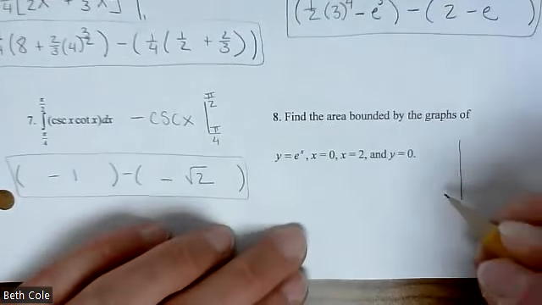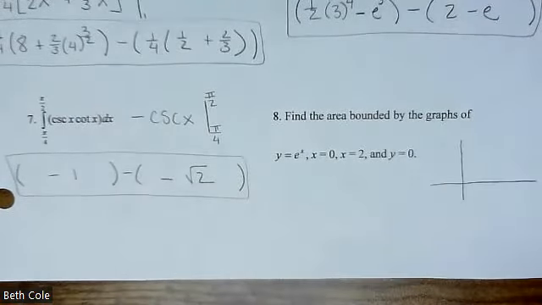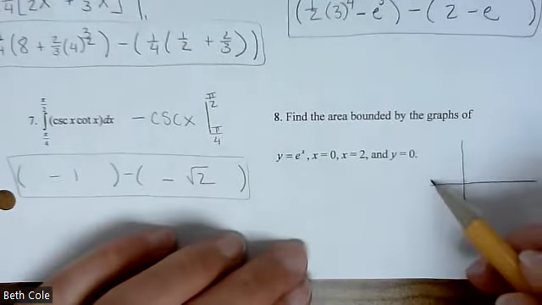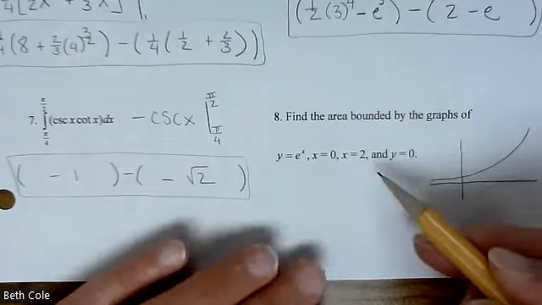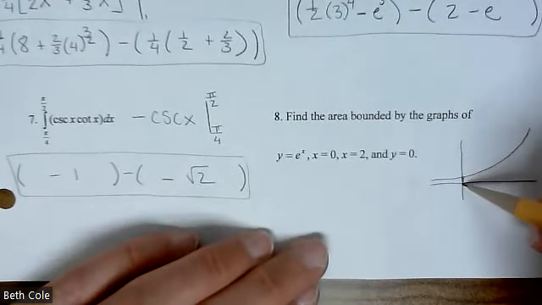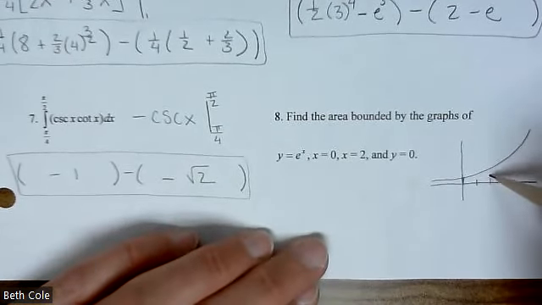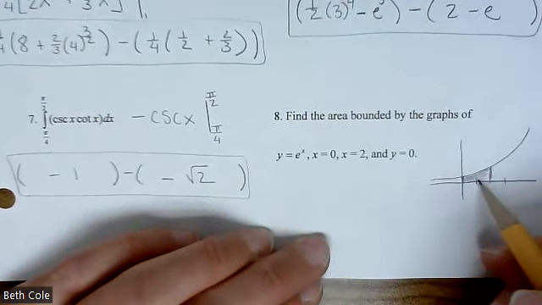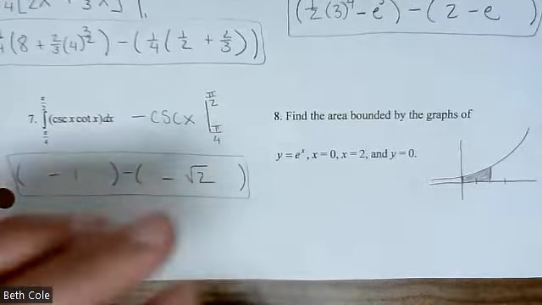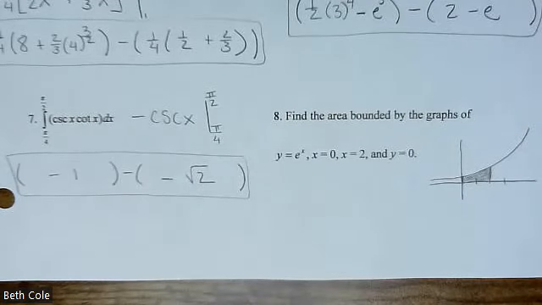Well, let's draw it real quick. What does e to the x look like? Yeah, I call it a swoop, all right? We have x is 0 and x is 2. That would be these. And then y equals 0 is the x-axis. So this is the area that we're finding. We're going to find the area of that. That's kind of cool. You find the area of like a curved thing.